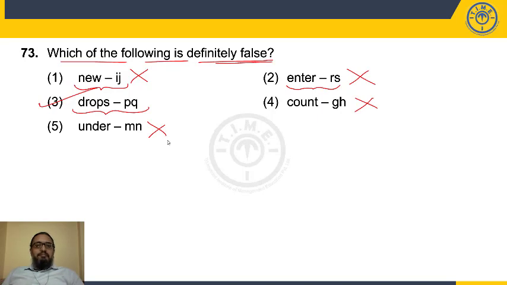Understood the point here? Okay. So when you know that this is going to be the code, then you can answer it as definitely true or definitely false. Okay. So choice 3.